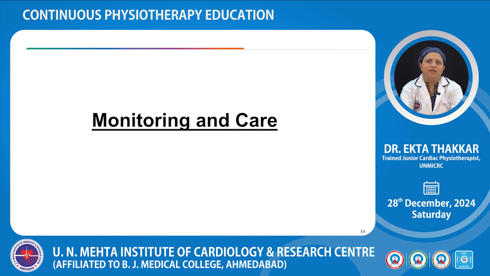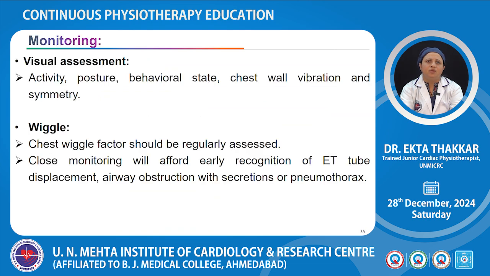Now monitoring and care. Monitoring: visual assessment of activity, posture, behavioral state, chest wall vibration and symmetry. Then wiggle: the chest wiggle factor should be regularly assessed. Close monitoring will afford early recognition of ET tube displacement, airway obstruction with secretions or a pneumothorax.